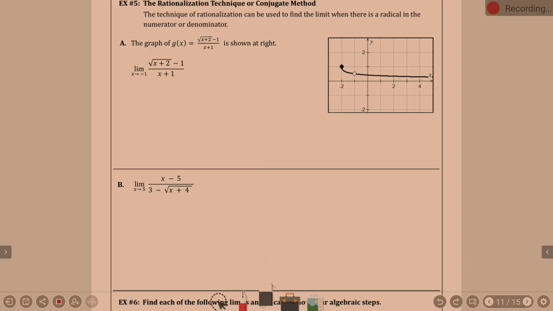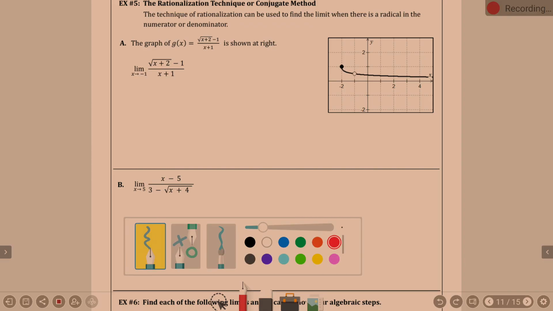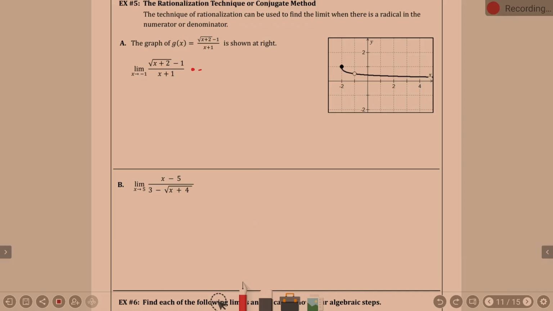Do you guys remember conjugate? If the numerator is square root of x plus 2 minus 1, the conjugate is square root of x plus 2 plus 1. What you do to the numerator, you do to the denominator. Now, it looks ugly, but I promise you it's going to work.